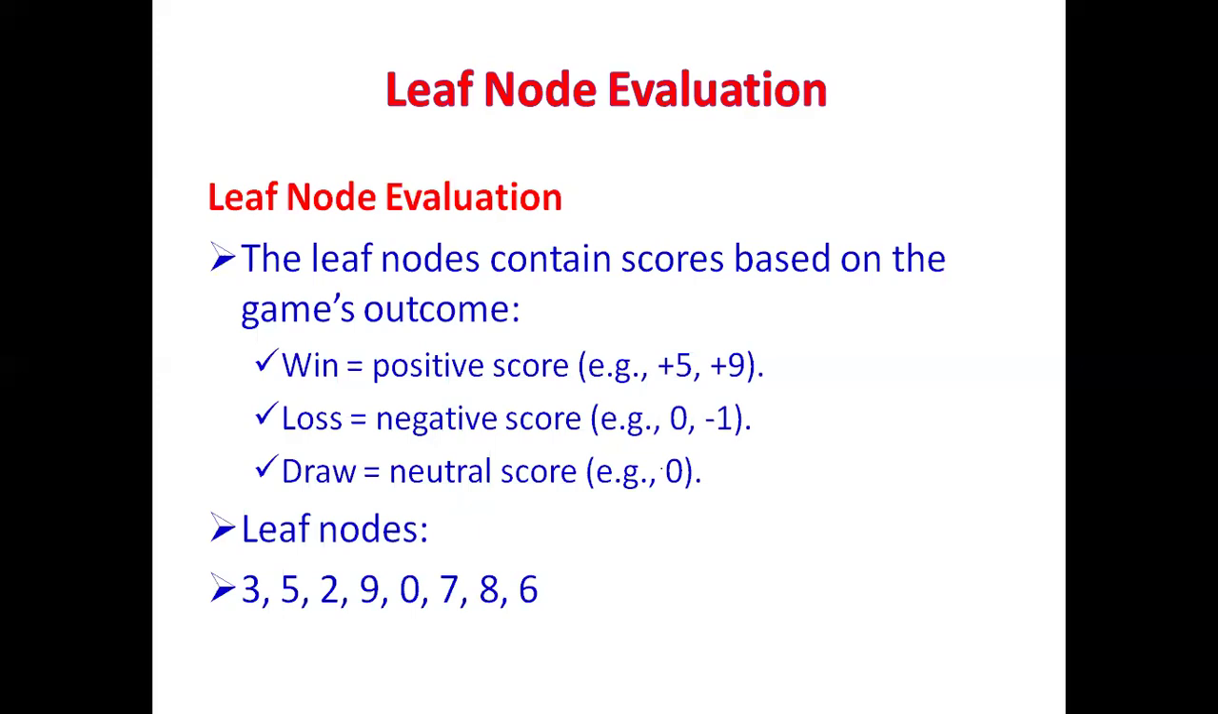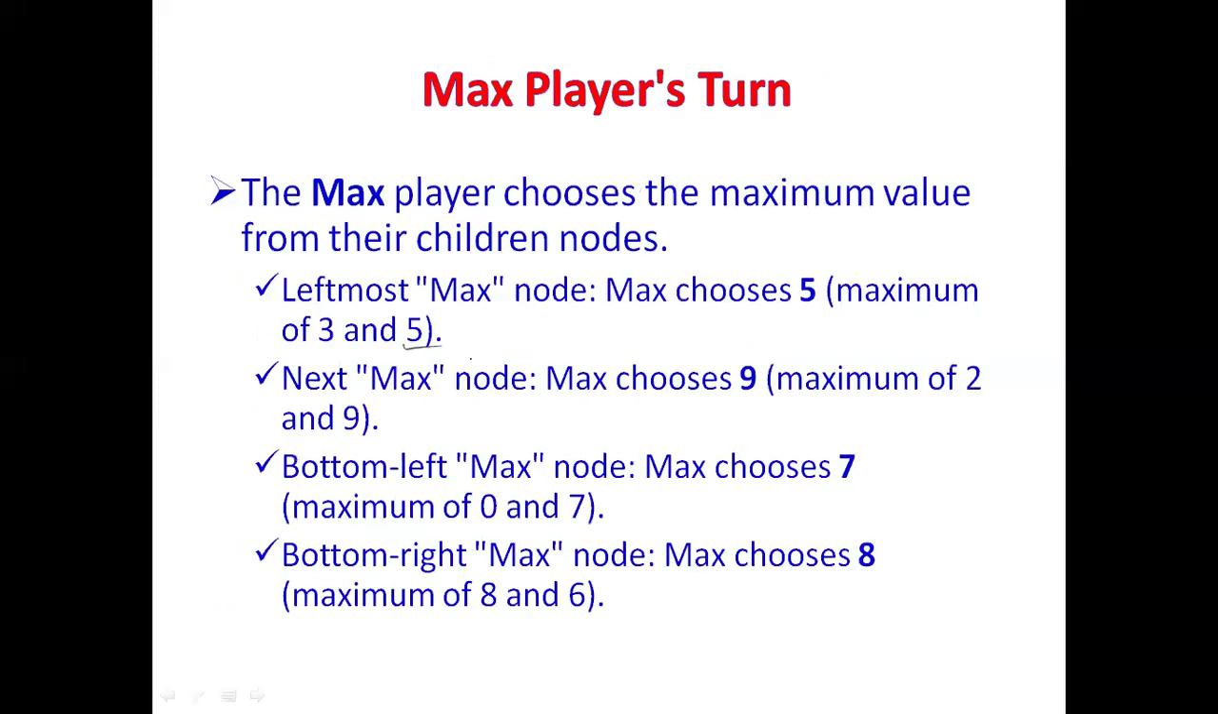In the Minimax algorithm, a win is generally assigned a positive score. For example, we can call it +5, +9, etc., indicating a favorable outcome for max. A loss is assigned a lower or negative score. We can call it 0, -1, etc., representing an undesirable result for max. A draw is neutral, often given a score of 0, as it does not benefit either player significantly.